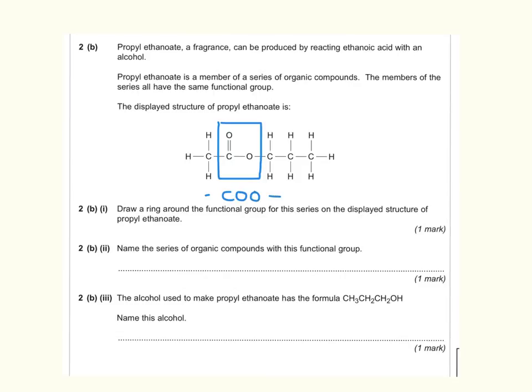And just here, name the series of compounds with this functional group. These are esters. The alcohol used to make propyl ethanoate has the formula here. Name the alcohol. Well, there are only 3 alcohols that we need to know about. This has got 3 carbons in it. And it gave the ester the propyl part of its name. So this alcohol is propanol.